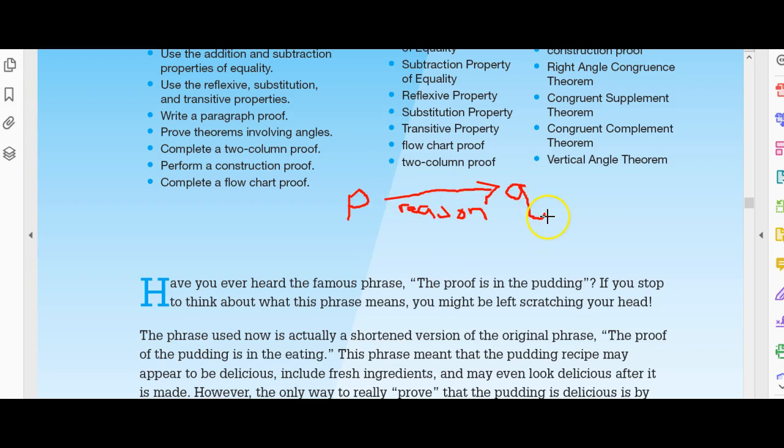It leads to this thing. And all I need to do to make that happen, to go from this fact that I know to that fact that I know, is I have to give a good reason. So flowchart proofs do that.